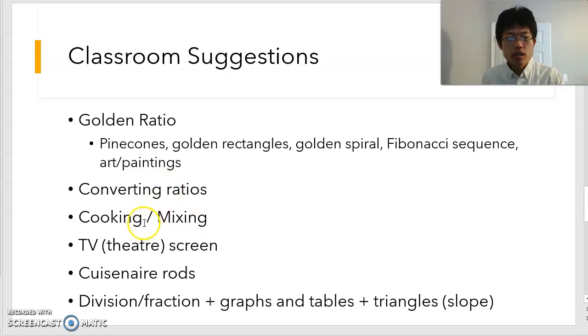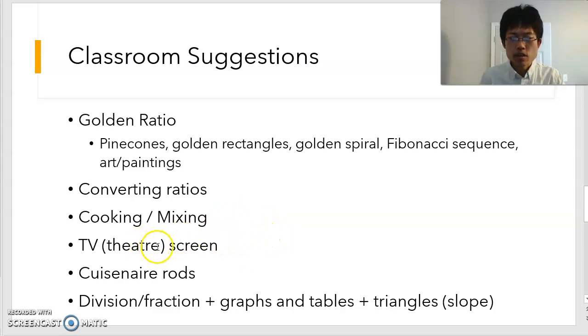Cooking and mixing: you have some ingredients when you're cooking, and say you have to mix flour and water with the ratio of 3:2. Then how much water do you need if you have 200 grams of flour? Things like that. Or you can even ask students to help their parents prepare a meal and get a recipe and convert it to the amount that you need. That could be some kind of out-of-school experience that students can do.